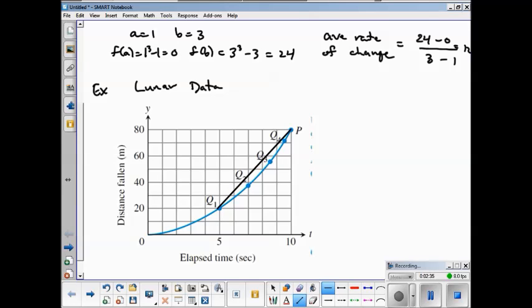So that one, I'm interested in that one. And then we're going to be looking at that one, and that one, and that one. I'm going to be looking at the various slopes. That's what we're trying to do.